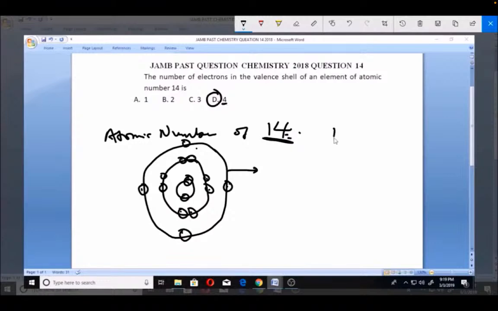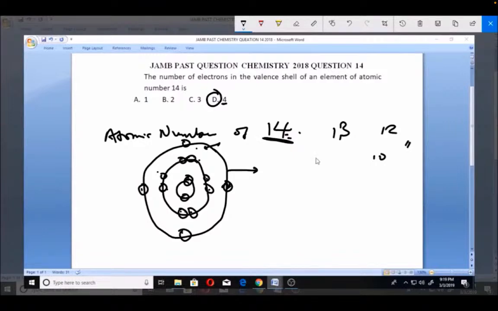So let's say this has an atomic number of 13. What would have been here would have been 3. If we had 12, what would have been here would have been 2. If we had 11, it would have been 1. If we had 10, it would have been 8, because the valence electron would have been gone, and it will be remaining this to give 10: 1, 2, 3, 4, 5, 6, 7, 8, 9, 10. So the valence electron would have been 8. But for 14, it is 4.